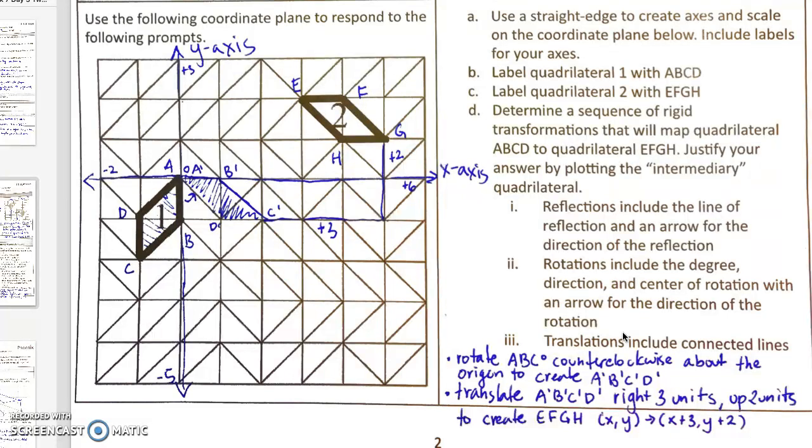And so we're going to use the following coordinate plane. Our first point says, use a straight edge to create axes and scale on the coordinate plane below. Include labels for your axes. Whenever I'm drawing an origin, I probably want it to line up with one of my vertices. So in this case, I'm going to label it quadrilateral 1, A, B, C, D, and then I'm going to line up my origin (0, 0) at this point A. Draw in your x-axis and label it x-axis. Next, draw in your y-axis and label it y-axis.